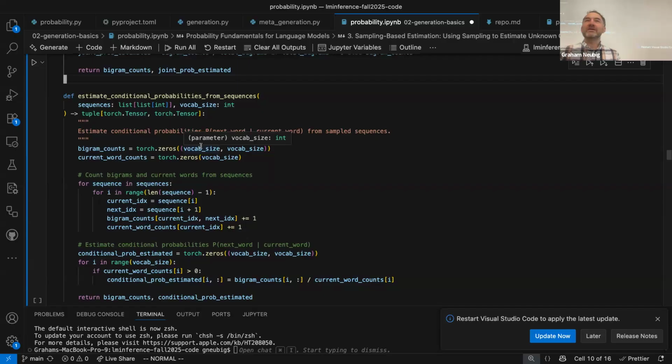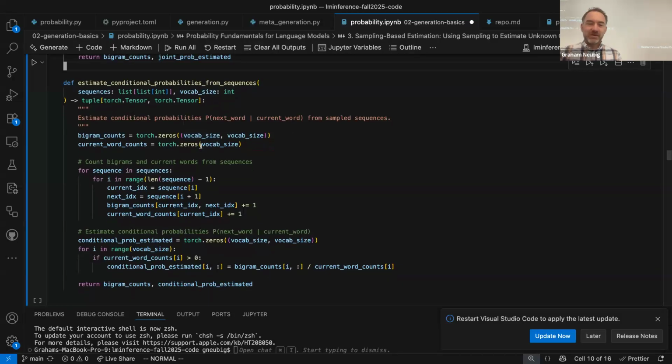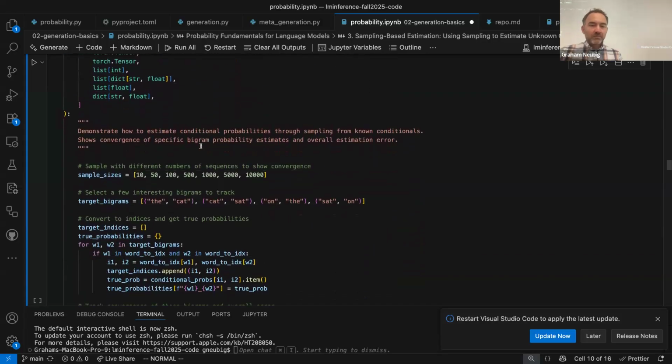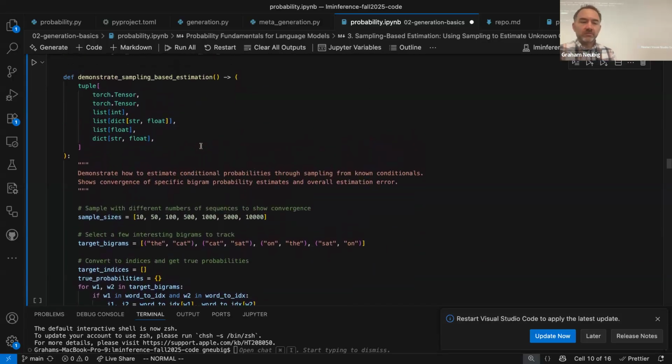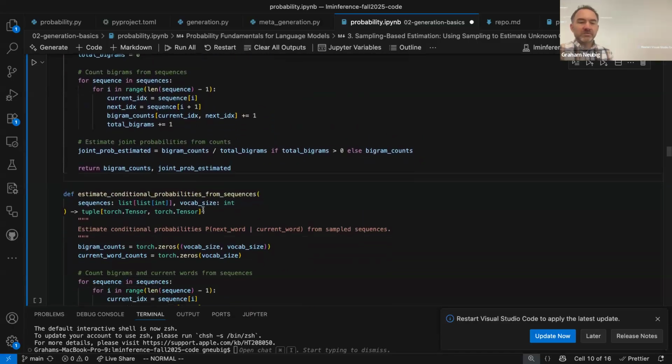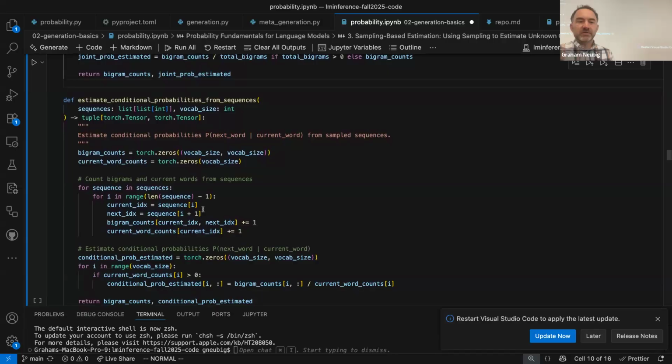I also have a function to estimate conditional probabilities from sequences, but this is a little bit uninteresting at this point because we already know the conditional probabilities. So why do we need to estimate them from sequences? So we'll do that later. So what I want to do now. Oh, actually, sorry, no, I am going to demonstrate that we're going to estimate conditional probabilities from sequences.